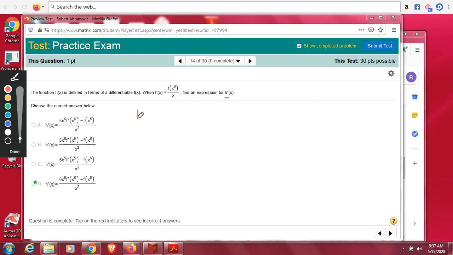So to find h prime of x, we get h prime equals 6 times x to the 5th times f prime of x squared, to the 6. This is the numerator times the denominator, this is times x. So these two factors combine to get 6x to the 6.